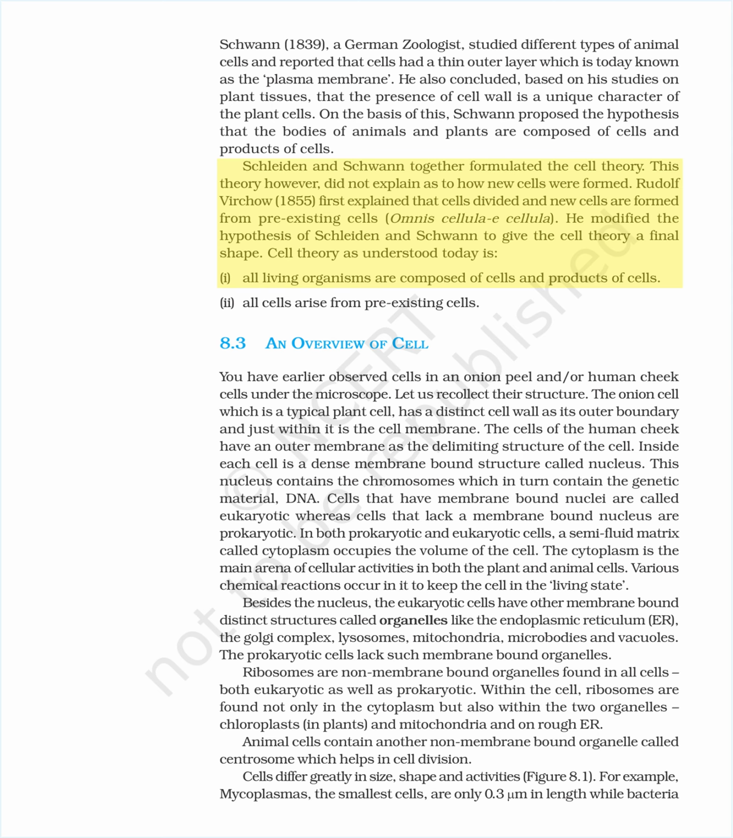This theory, however, did not explain how new cells were formed. Rudolf Virchow, 1855, first explained that cells divided and new cells are formed from pre-existing cells, omnis cellulae e cellula. He modified the hypothesis of Schleiden and Schwann to give the cell theory a final shape. Cell theory as understood today is: 1. All living organisms are composed of cells and products of cells. 2. All cells arise from pre-existing cells.